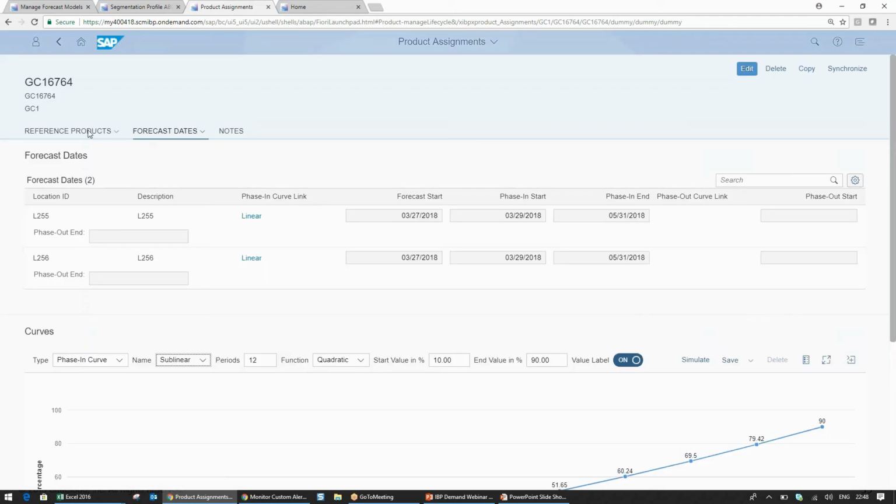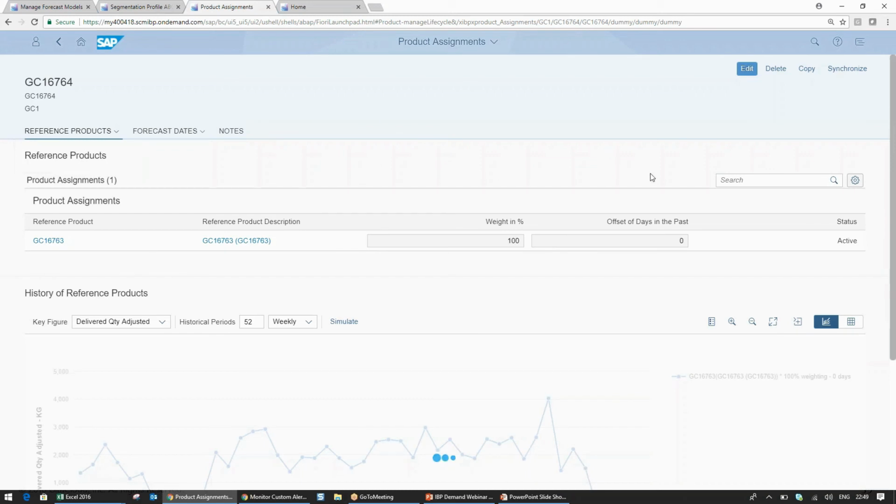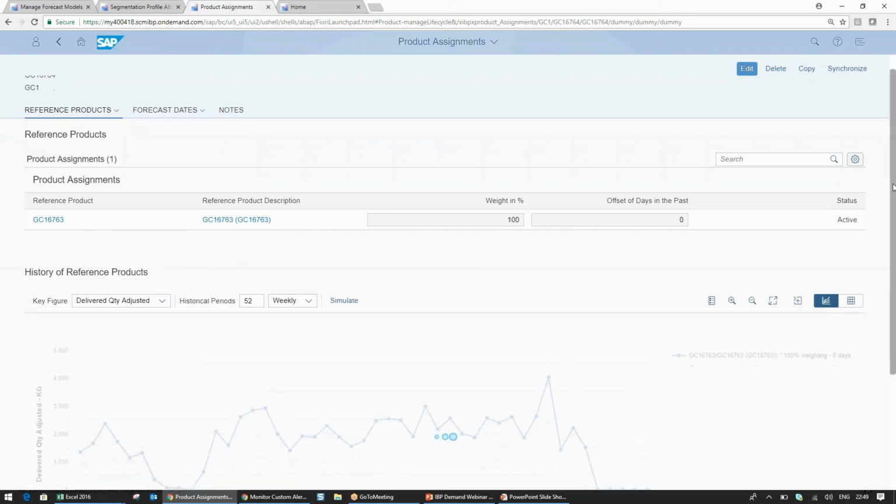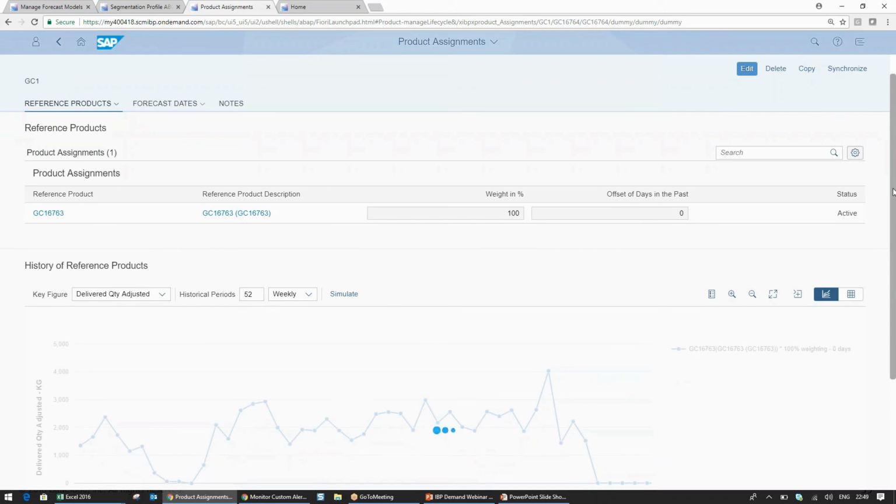You have an app to manage the product life cycle, wherein you can define your reference product as well as the new product. You can assign multiple reference products depending upon the similarities that they have with the new product, and you can assign different weights to them, and you can see how the history of that particular reference product has performed.